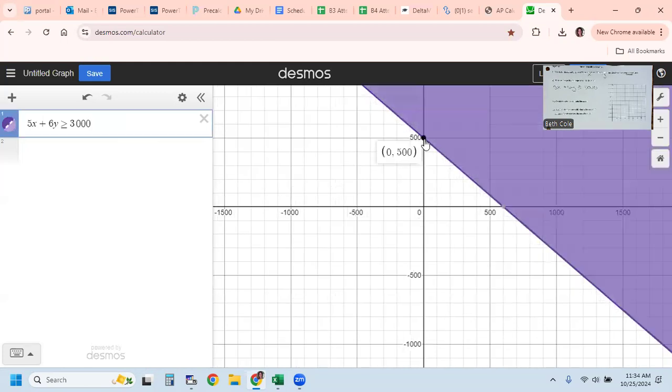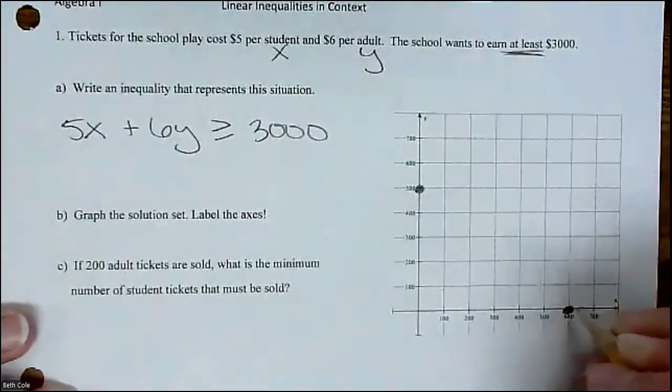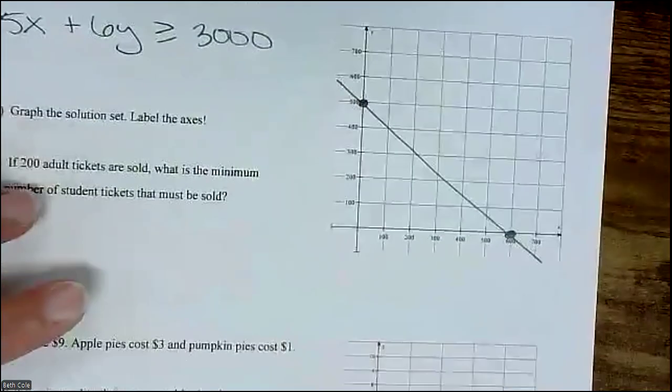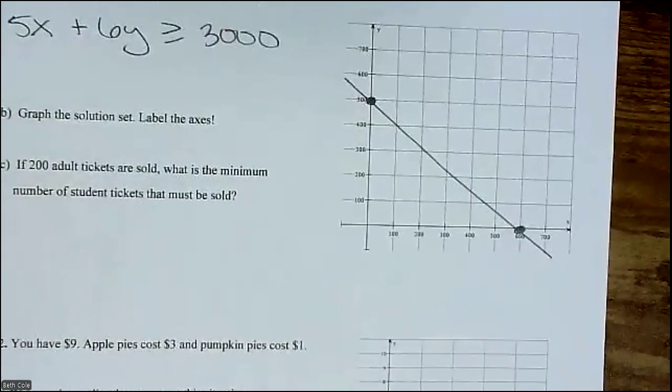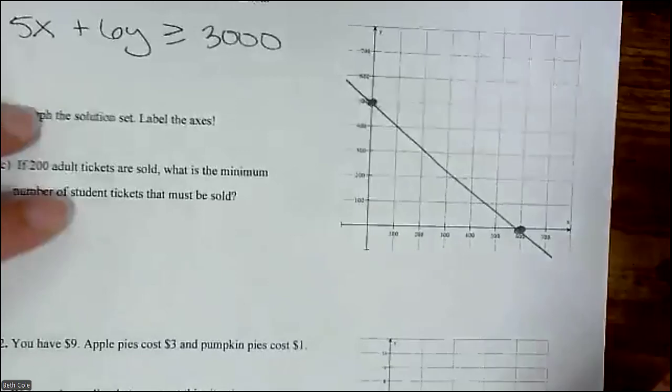You can put a point at 0, 500 and 600, 0. Do you see how I clicked on those? They're nice, pretty points. You got 500 and 600, which should make sense, right? Now that's your line. Let me share the calculator again. There it is. And why are we shaded above? Because that should make sense. You want greater than, you want more money. All right, so we're going to shade right here.